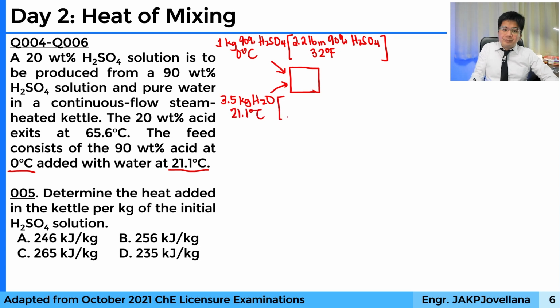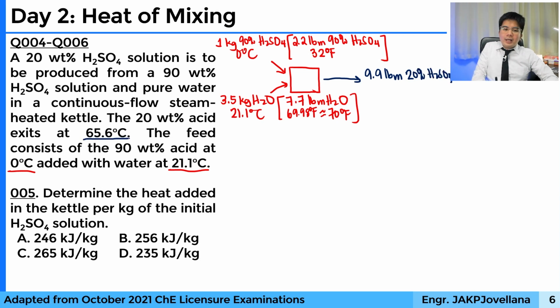Converting our water stream, 3.5 kilograms of water is equivalent to 7.7 pound mass of water, and 21.1 degrees Celsius is equivalent to 69.98 degrees Fahrenheit, or approximately 70 degrees Fahrenheit. For our exiting stream, adding these masses, we will have 9.9 pound mass of 28% sulfuric acid, and it is given that it will leave at 65.6 degrees Celsius. 65.6 degrees Celsius is equivalent to 150.08 degrees Fahrenheit, or 150 degrees Fahrenheit.